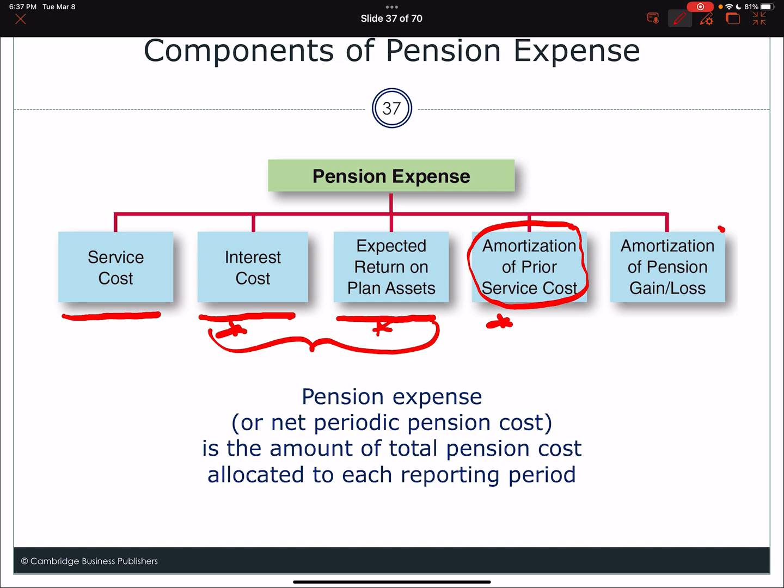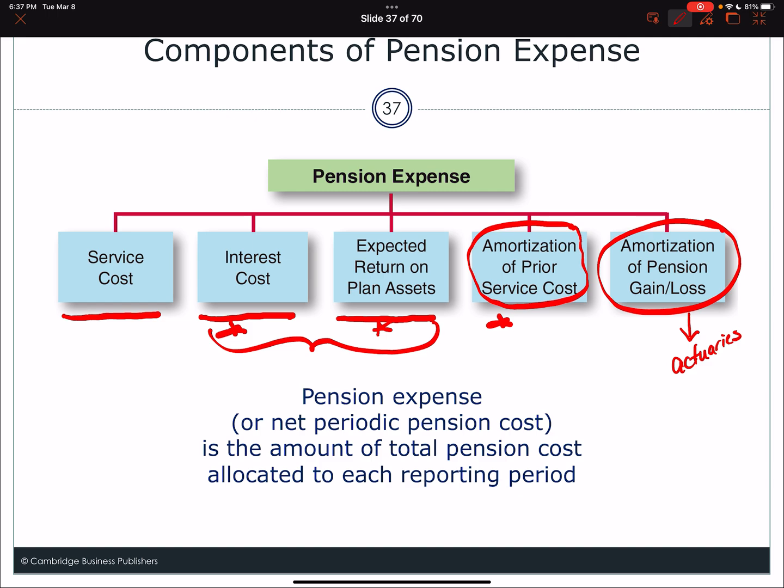And then we're going to take amortization of pension gains and losses. Now, you might be saying, wait, which gains and losses is this? Are we talking about assets? Here we're talking about the gains and losses that we said come from our actuaries, right? The people making all of these estimates.